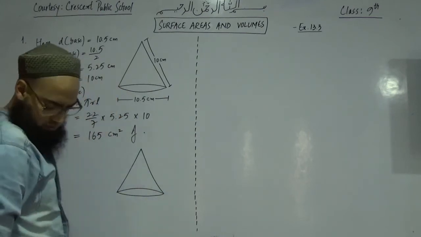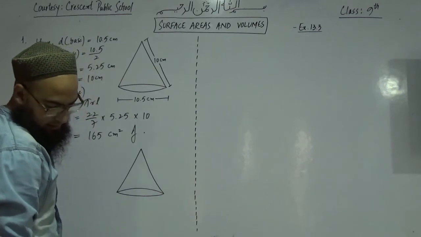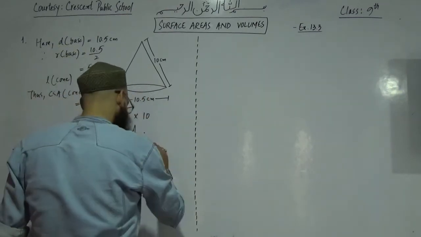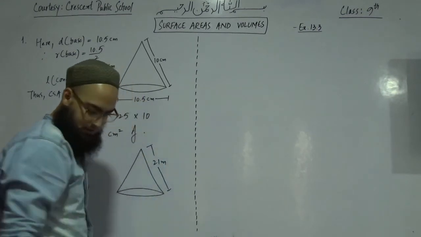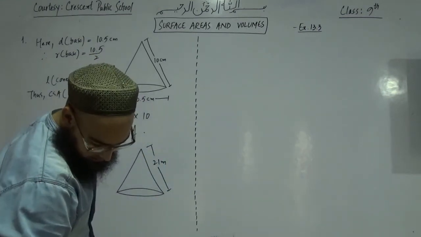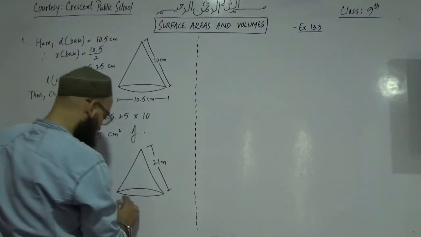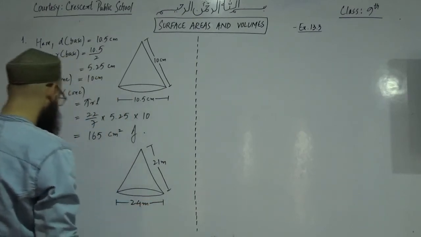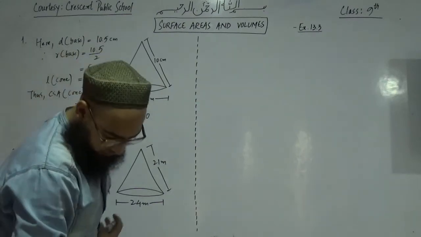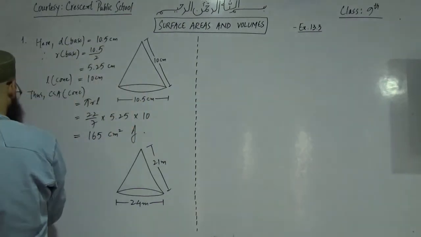You have again a cone. Its slant height is 21 meter. Diameter is 24 meter. You need to find the total surface area.